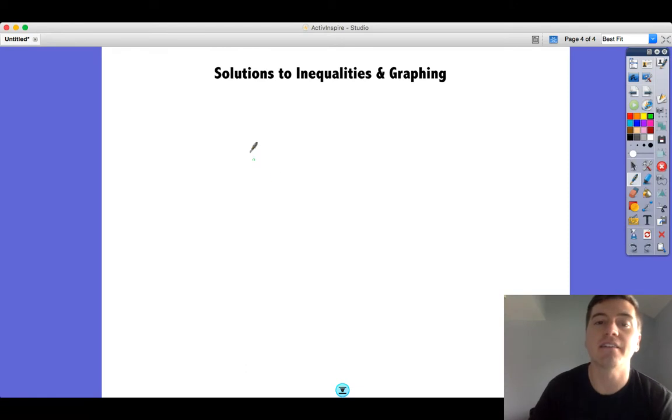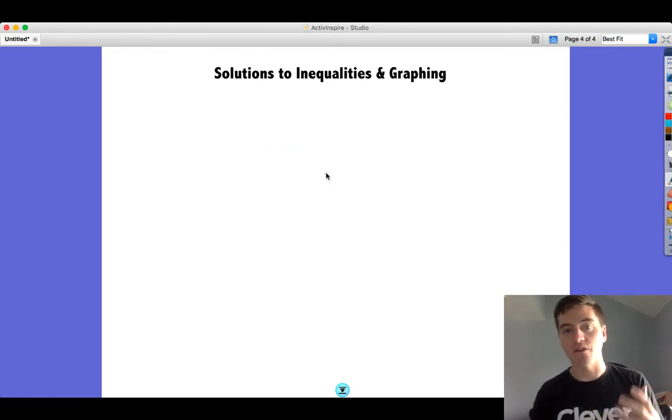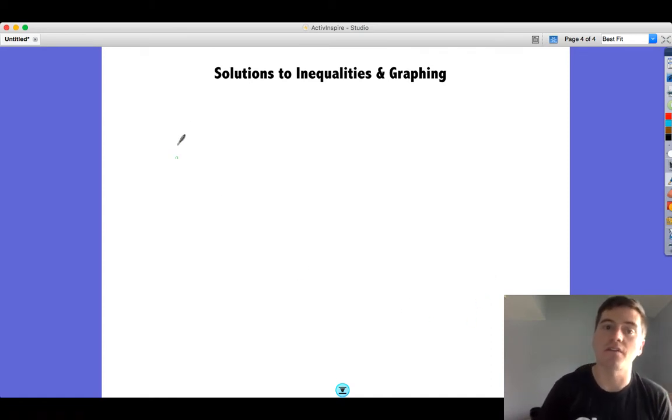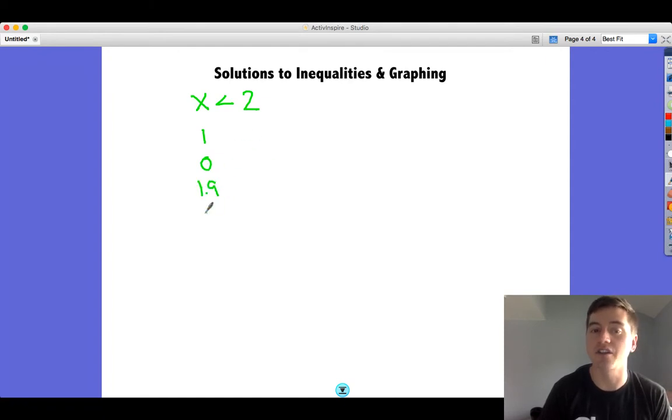So the biggest difference between these two things is where their solutions are. We know that a solution is something that makes the statement true. So if I were to say x is less than 2, in order for this to be true, any solution would have to be less than 2. So 1 is a solution, 0 is a solution, 1.9 is a solution. Anything that makes this true is a solution.